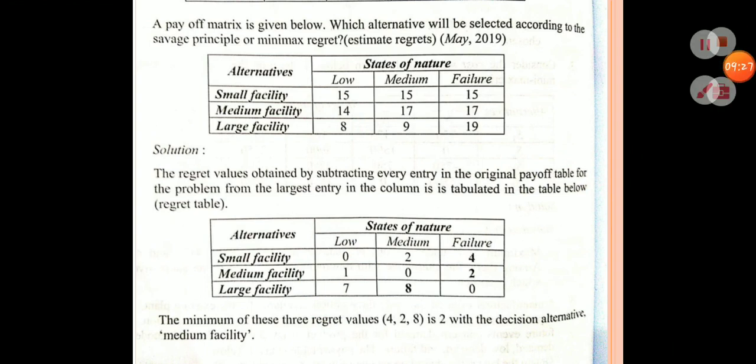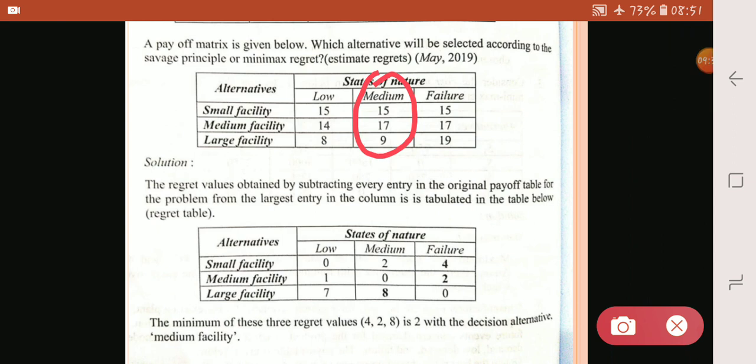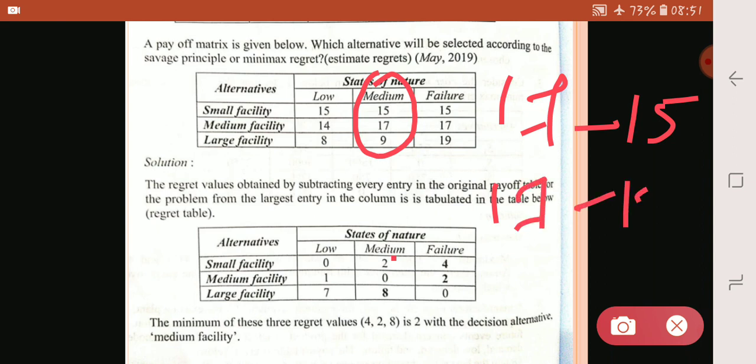And similarly, again select the medium column. From that medium column, the maximum value is 17. So 17 minus 15, you will get 2. Then 17 minus 17, you will get 0. Then 17 minus 9, you will get 8. This is what to do here.